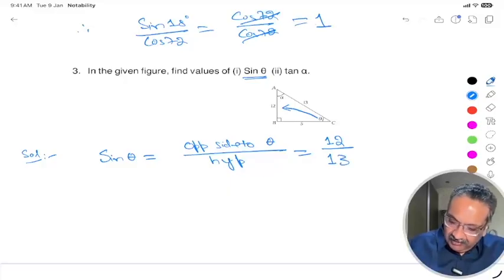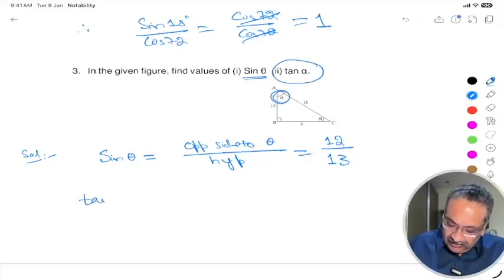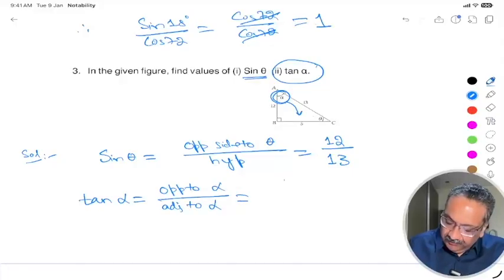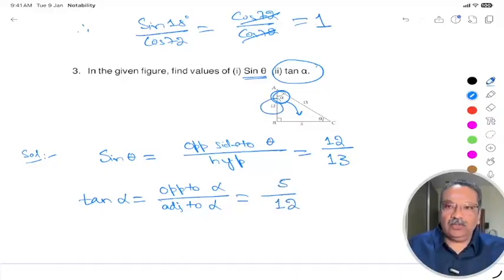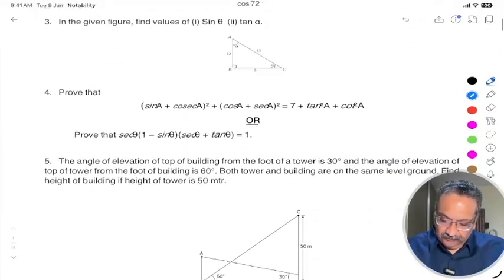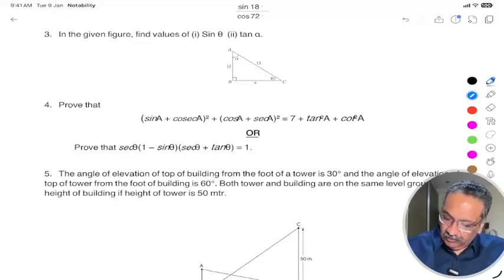Okay. Similarly, what they have asked is tan alpha. Alpha is here. So what is tan alpha? Tan alpha is opposite to alpha divided by adjacent to alpha. What is opposite to alpha is 5 and adjacent to alpha is 12. Okay. This is the answer. Next question. We will solve both these questions.